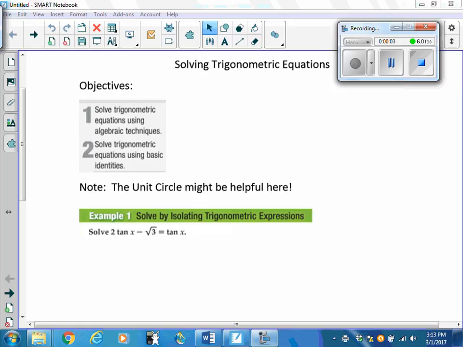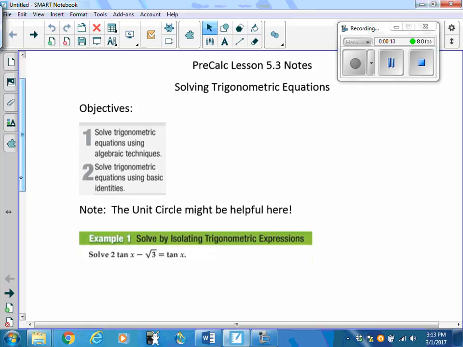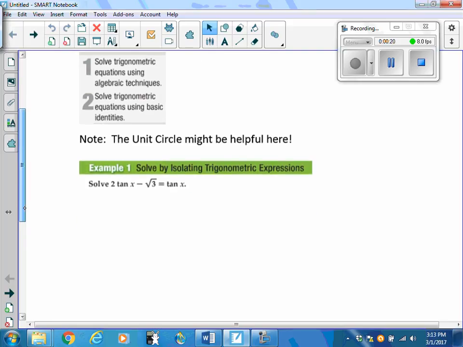Okay, we're going to talk about lesson 5.3, and it's on solving trigonometric equations. So we're solving equations, we're solving for x, but we have some tangent functions. We're going to solve trig equations using algebraic techniques and solve trig equations using basic identities.